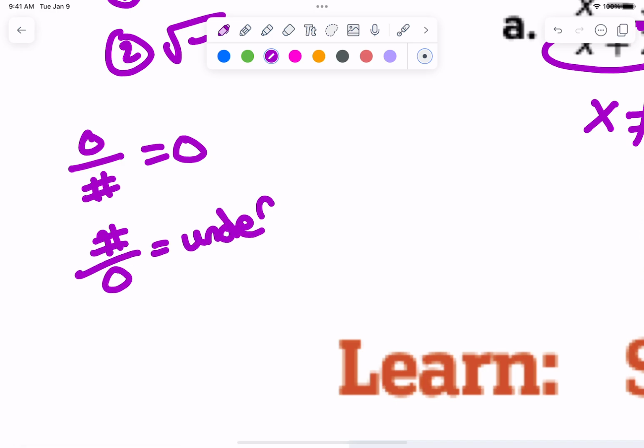undefined. Is it undefined? Or 0 with a line through it. Okay, wait, what about 0 over 0? We already talked about this, right? Friends don't let friends divide by 0.